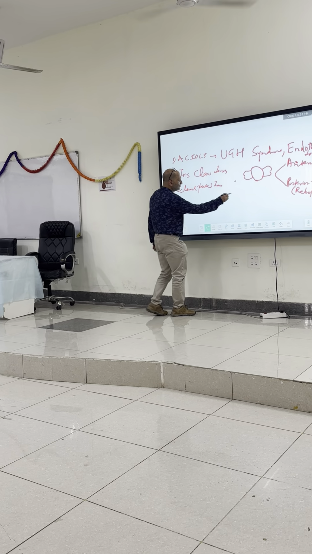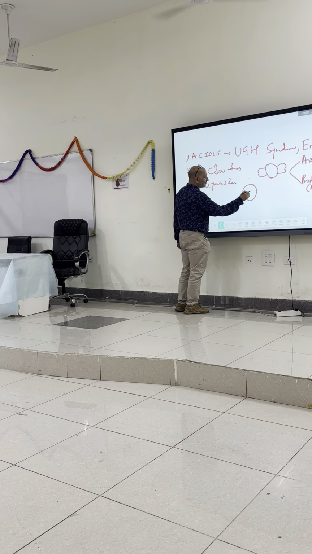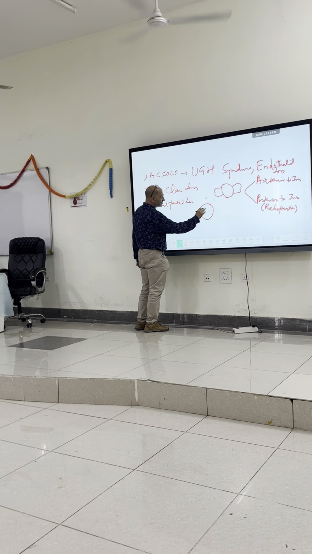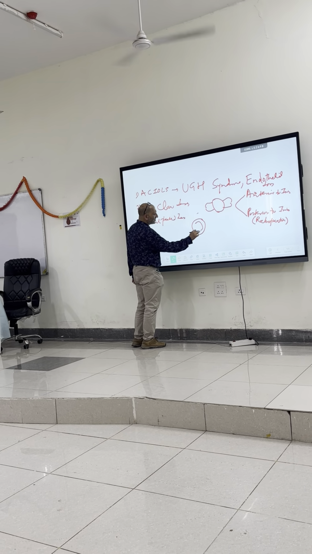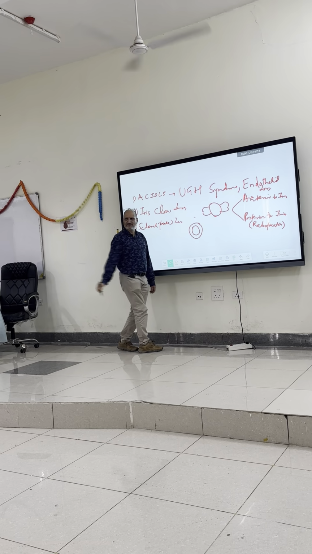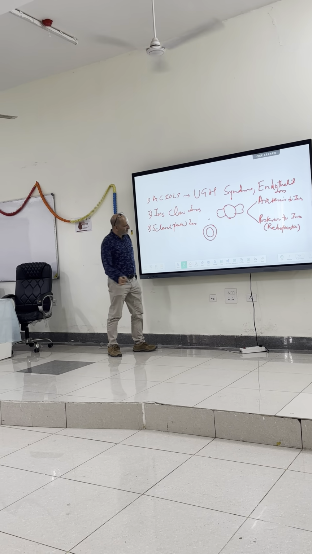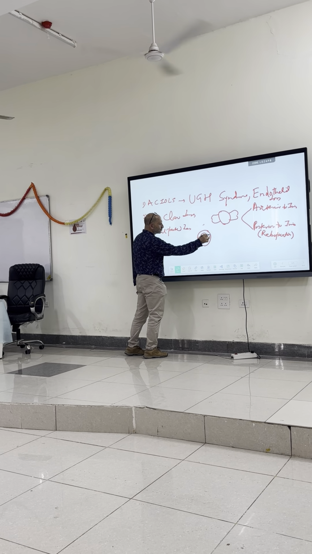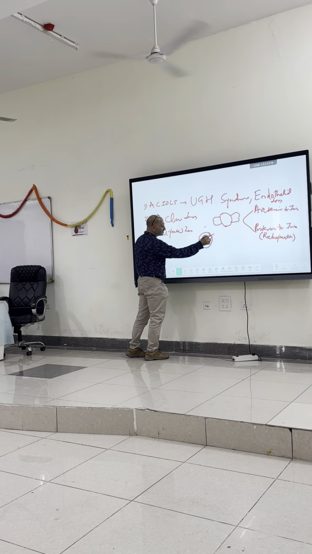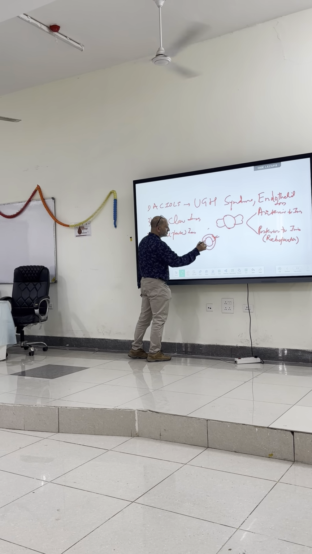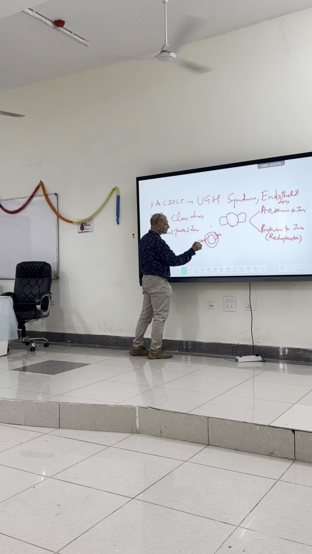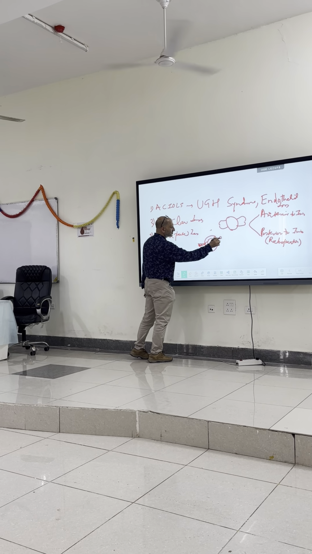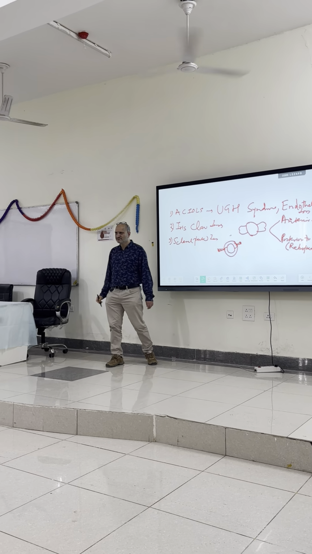Suppose this is the cornea. Iris I will not make. Suppose this is the lens which is behind the iris. It is behind the iris. And this is one loop and this is the other loop. So once we pass the suture, we tuck it like this. We pass the suture, we will tuck this. So we knot it here, on the sclera.